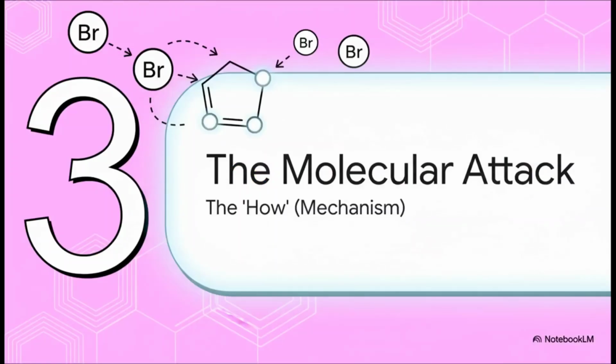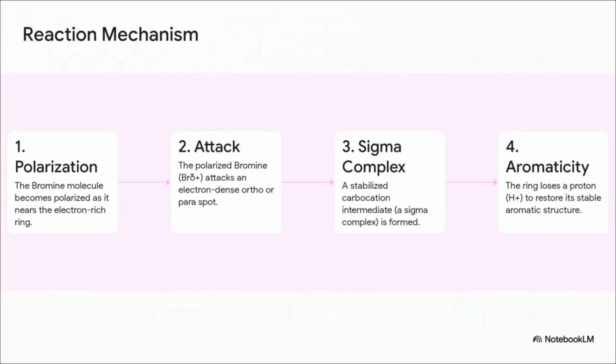Okay, now we get to zoom all the way in and watch the action sequence. This is the mechanism. It's like the molecular dance that shows us step by step exactly how those bromine atoms find their way to their new home on the ring. It all goes down in a flash. First, as the bromine molecule gets close, that electron-rich ring pushes on it, polarizing it and making one end slightly positive. Then, bam, the attack. That positive end of the bromine slams into one of those super dense ortho or para spots.